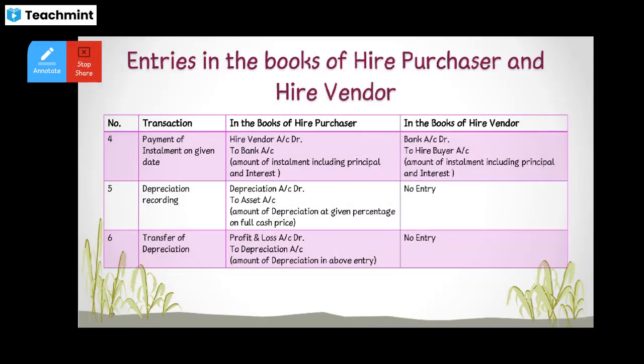So how do we record the depreciation? We debit the depreciation account and we deduct this amount from the asset. That means we credit the asset account. So depreciation account debit to asset account.